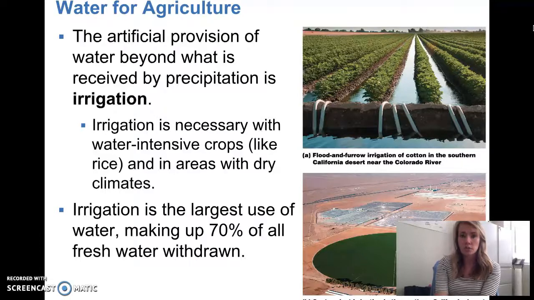Irrigation is the largest use of fresh water on the planet, and it actually makes up 70% of the fresh water withdrawn from the ground. So 70% of the fresh water taken from the planet is for agriculture. The irrigation acreage, the amount of land that we're watering, has increased globally since industrialized agriculture has become a thing. Now the amount of irrigated land is actually 2 times the size of Mexico. So there's a lot of irrigation happening.